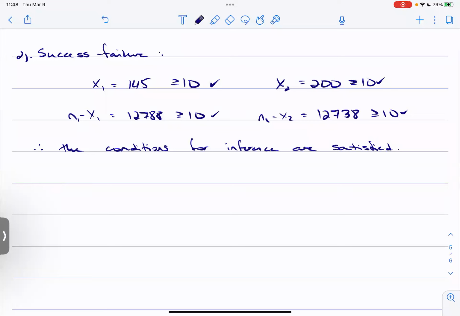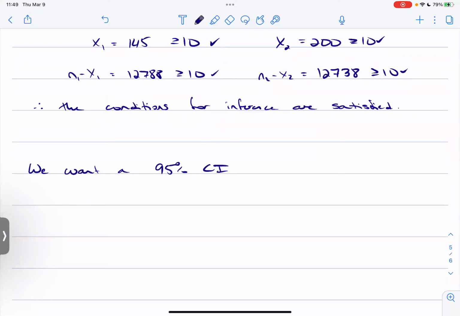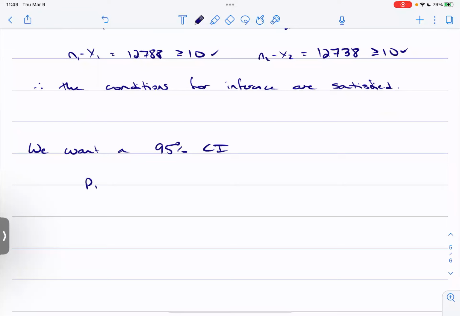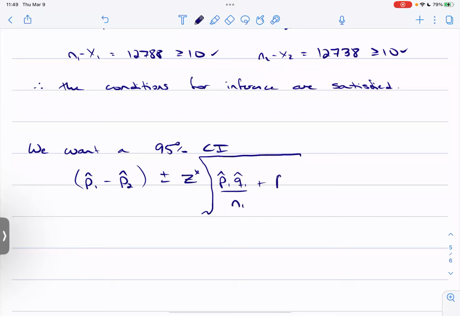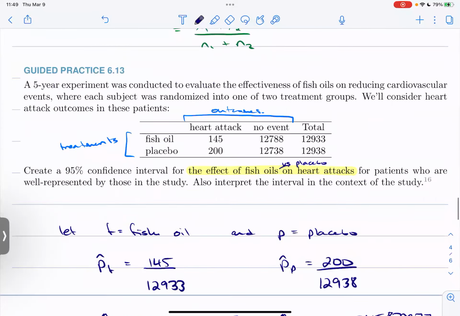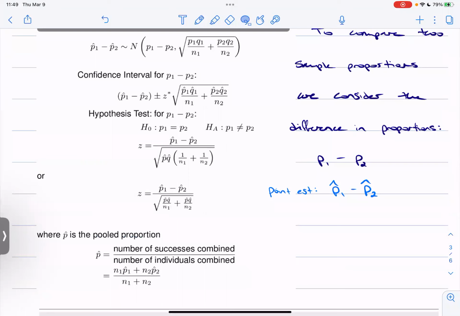Okay. So we want a 95% confidence interval. From your formula sheet, it's going to be built around P1 hat minus P2 hat. Sometimes I throw brackets around there to show that that's one number, plus minus Z star times the square root of P1 hat Q1 hat over N1 plus P2 hat Q2 hat over N2. On your formula sheet, I think it's written the same way. It is.